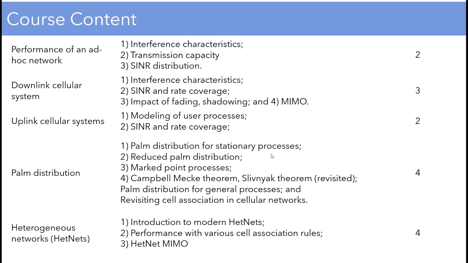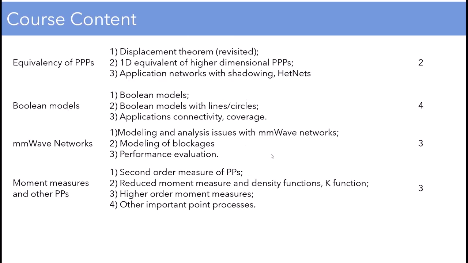Here we will analyze a heterogeneous network which consists of multiple types of base stations. We will look at its performance and how we can extend to a heterogeneous MIMO. We will also talk about when two point processes are equivalent, and we will use the displacement theorem, which is taught in the PPP section. We will see how we can use equivalent PPPs to convert some problems, some networks, to simpler networks where analysis is possible.